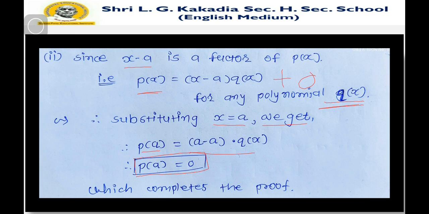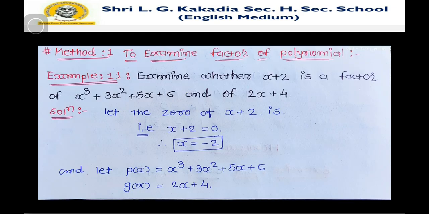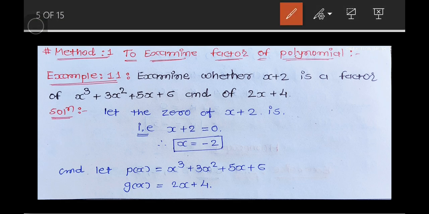Now let us understand this factor theorem with some examples, and we use this factor theorem to solve some problems. Here is one method, to examine whether a given polynomial is a factor of another polynomial. By using the factor theorem, we prove that the given factor is a factor of the polynomial.